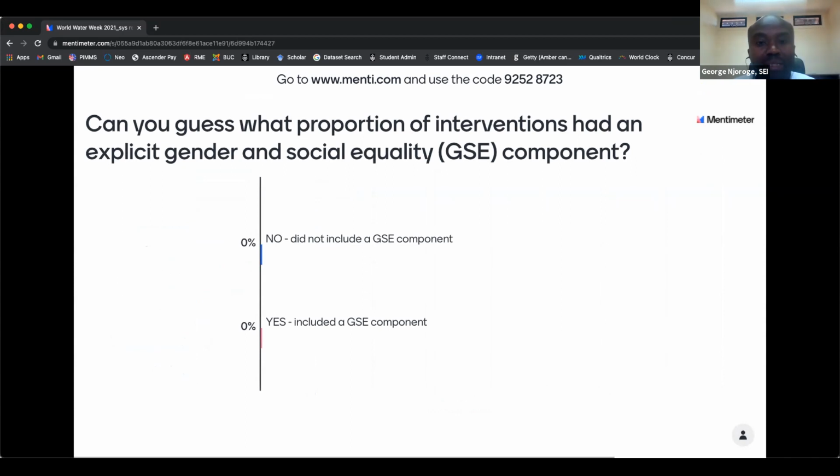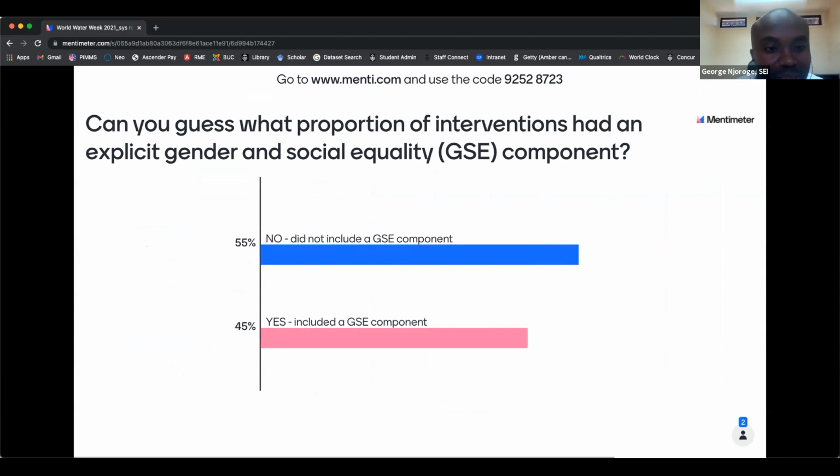And then we are happy to ask you to guess what proportion of interventions had an explicit gender and social equality component. We could also take a minute to reflect on this question. People are observing that interventions did not include a GSE component, coming up at the top there. A number of others say yes, they were included. The majority of people are coming out strongly that the interventions did not include a gender and social equality component.